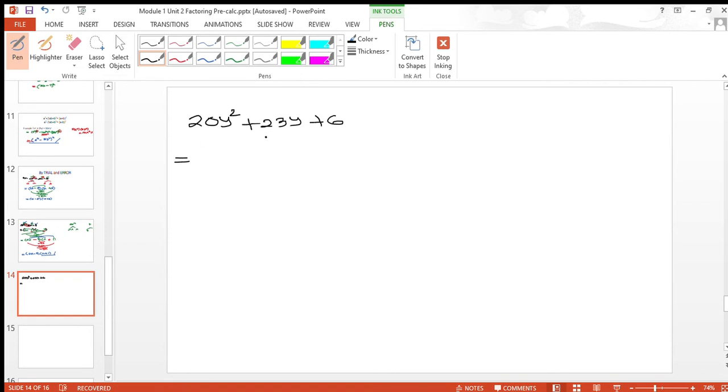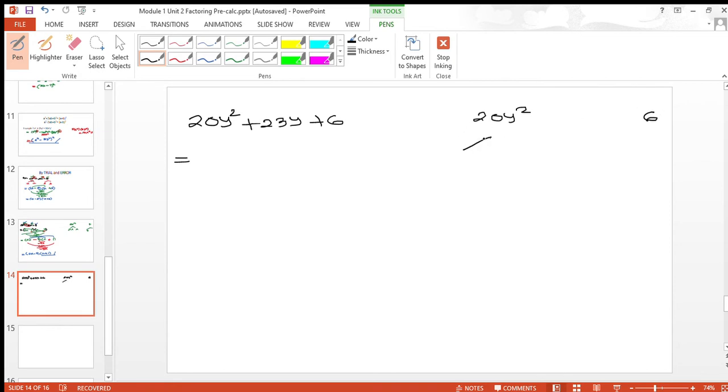20 is not a perfect square, 23 is not a perfect square, 6 is also not a perfect square. So we don't have a perfect square trinomial. Check the exponents: raised to 2, raised to 1, and then raised to 0. So it's already arranged in that format. Thus, we want now to find the factors of 20y squared and 6.